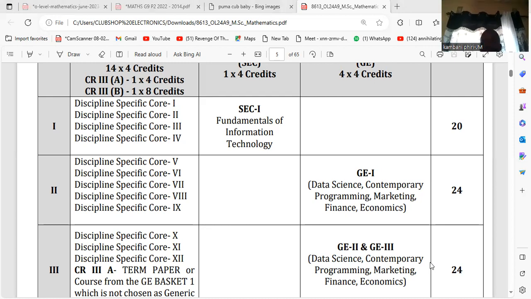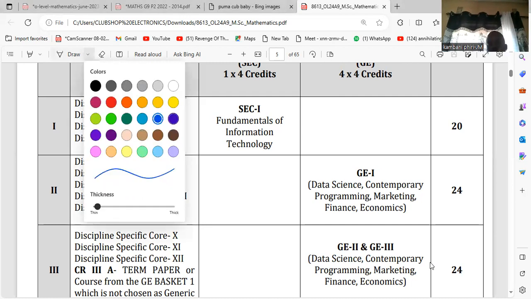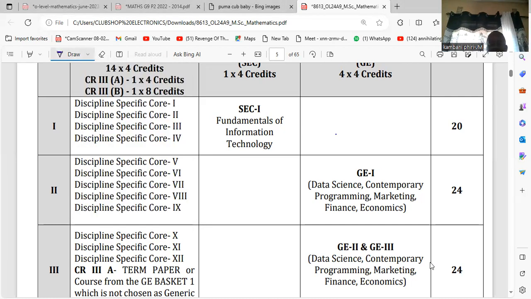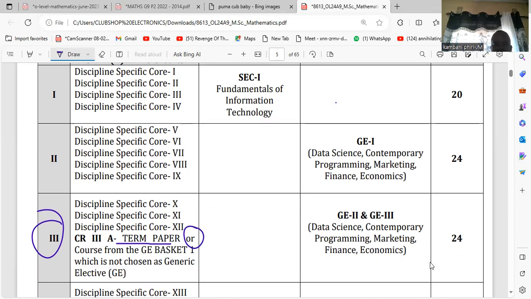Okay, so I was saying, according to this university, universities may have different guidelines. You're supposed to do, in the third semester, a term paper or a course from Basket 1 which is not chosen as your generic elective. So if in the second semester your GE is finance, right? In the third semester, you're supposed to do a term paper.